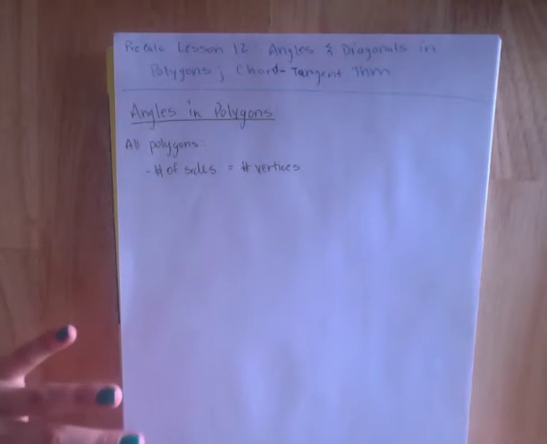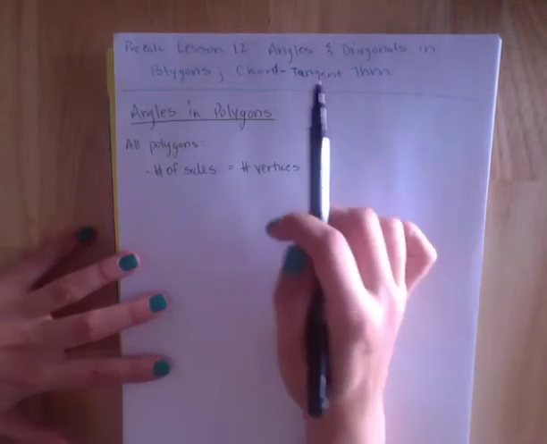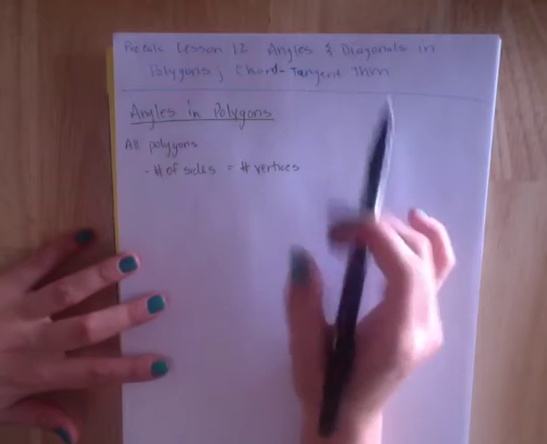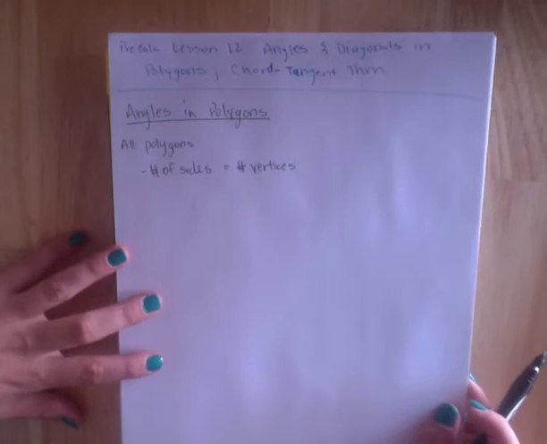Hello ladies and gentlemen. Today we will be doing Pre-Calc Lesson 12, Angles and Diagonals in Polygons, and we will be talking about our chord-tangent theorem. Let's start with angles in polygons.